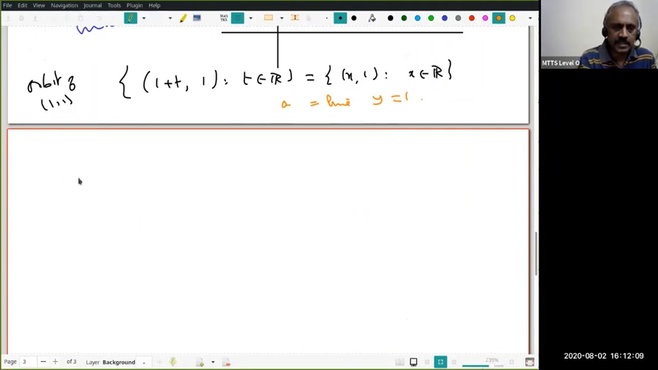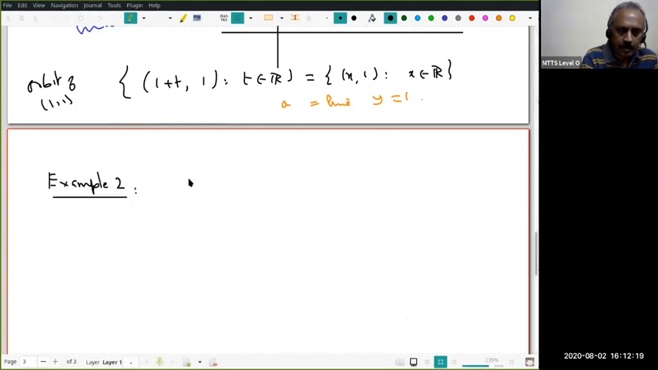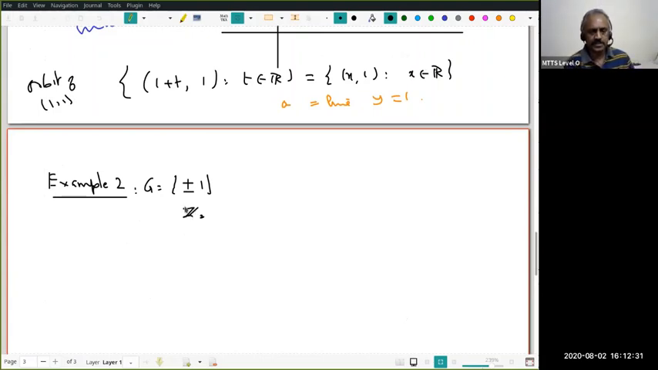Let us look at another example. Let us look at the multiplicative group {plus or minus 1}. This is the group G. You can also think of it as Z2, as these are isomorphic, but Z2 will be under addition, whereas plus or minus 1 will be under multiplication. Right? Okay. Now, X is some group. It need not be G. It may be some H. H is any group.